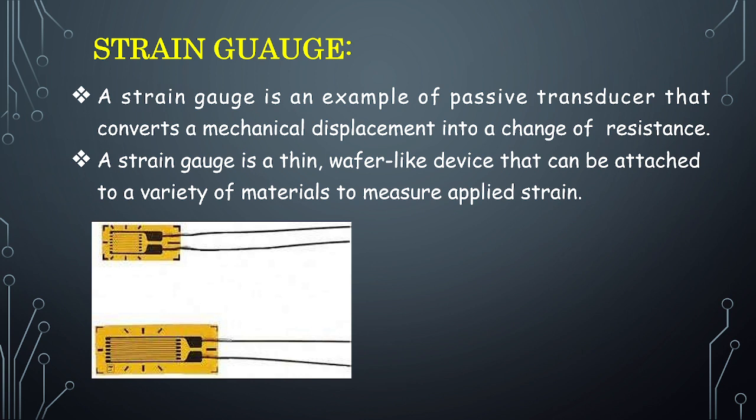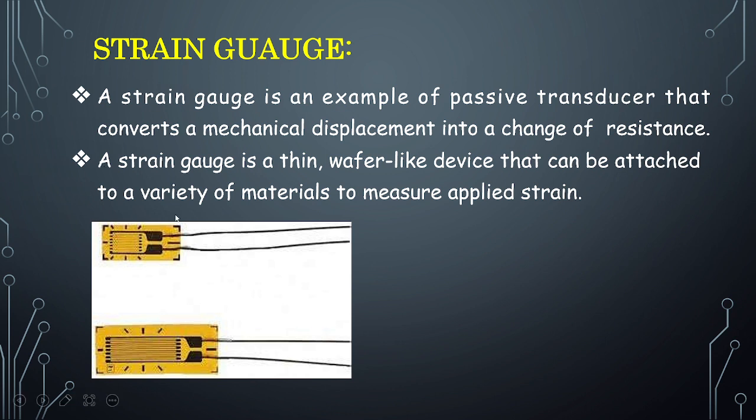This strain gauge, or this passive transducer, converts a mechanical displacement into a change of resistance. So for that variable change of resistance, this comes under variable resistance transducer. The main part in a strain gauge is a thin wafer-like device that will be present in it.